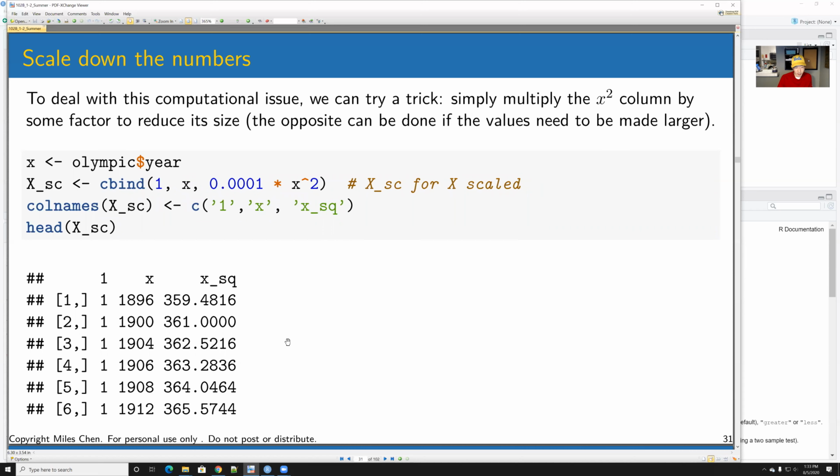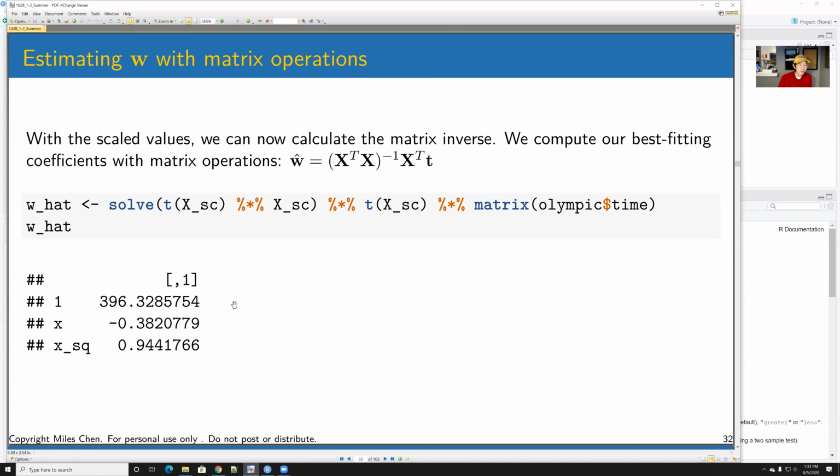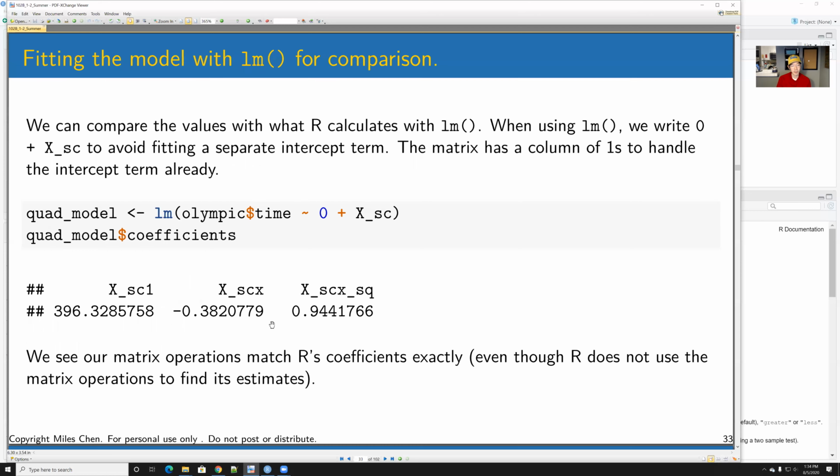Okay, and then when I do that, now I'm able to solve, right? Now I don't run into that matrix inverse, quote unquote, singularity thing. So I've taken my scaled version and I can do X transpose X inverse, X transpose T. And we get values, and these are the coefficients that we have, 396, X and X squared, and these are the values that we're running with, okay?